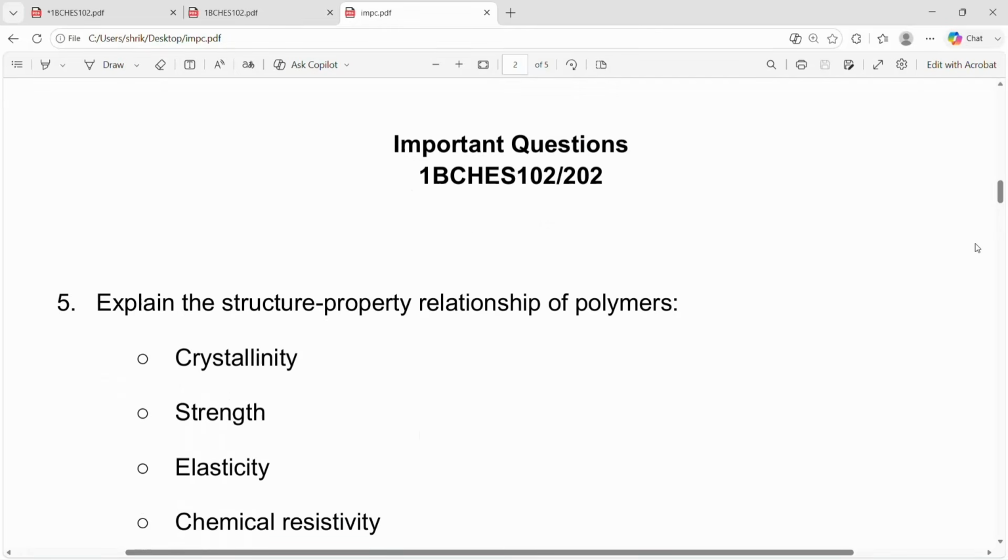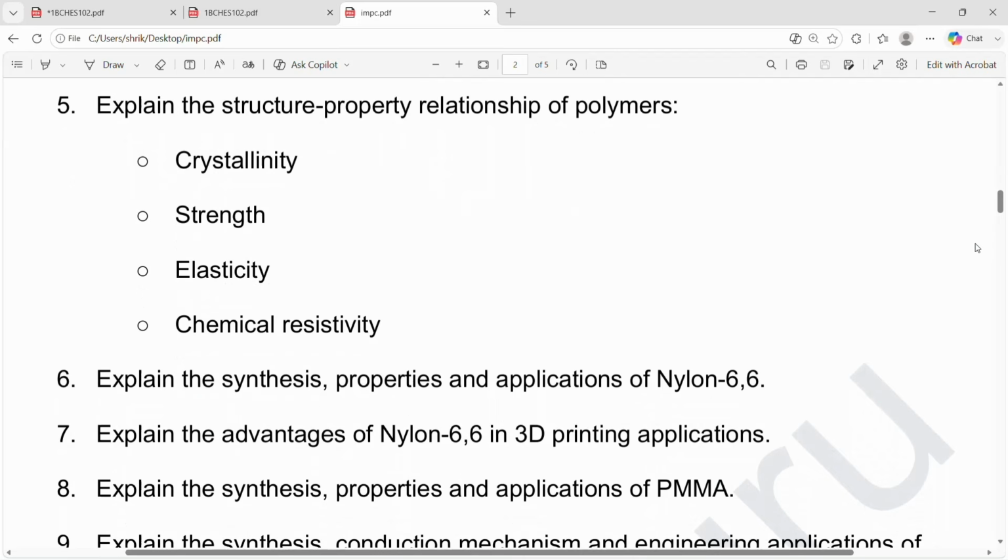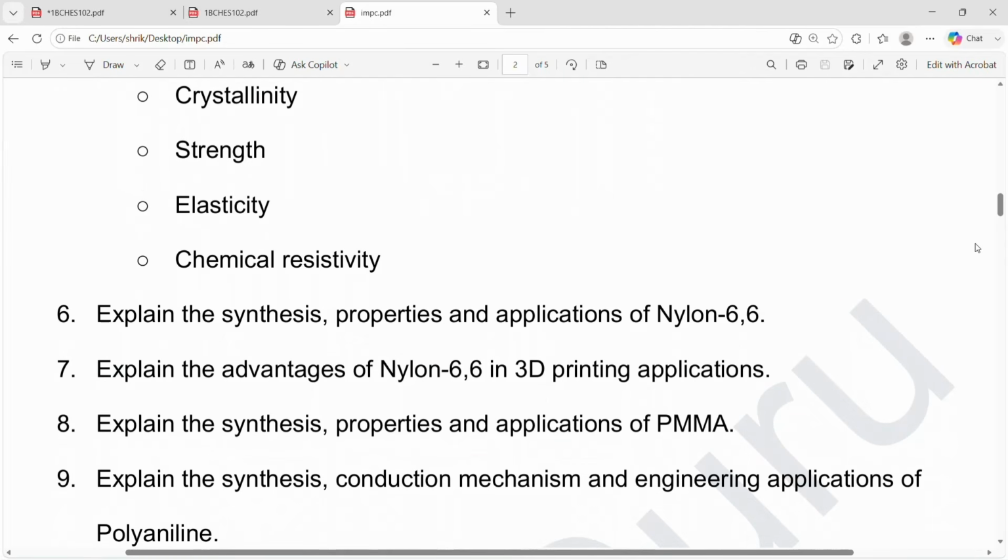Explain the structure property relationship of polymers, all of this. Explain the synthesis, properties and applications of nylon. Explain the advantages of nylon in 3D printing applications. Explain the synthesis, properties and applications of PMMA.